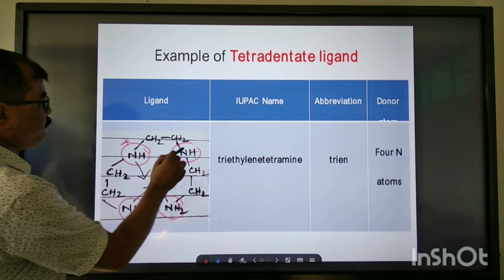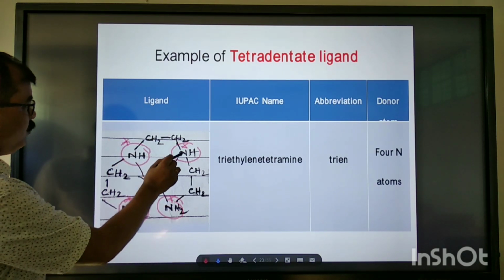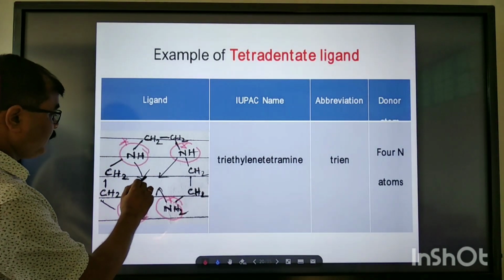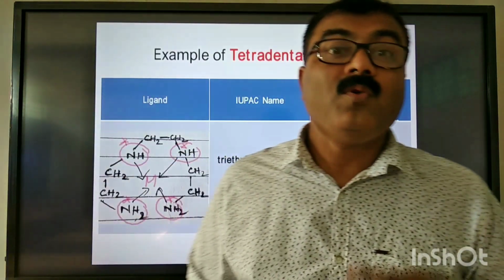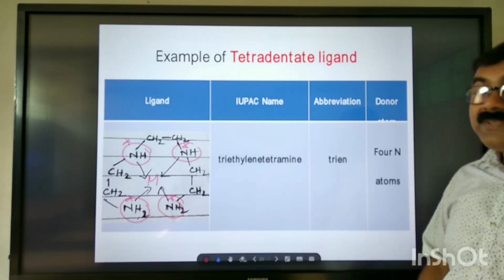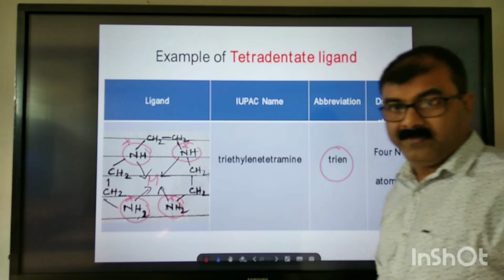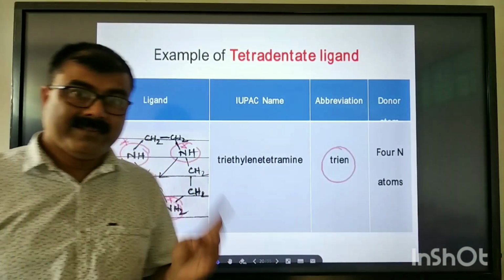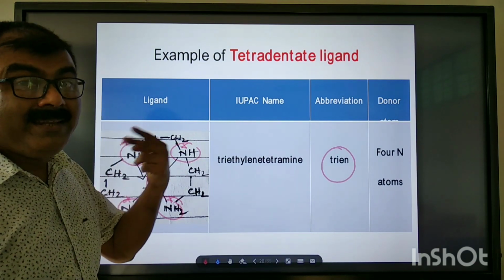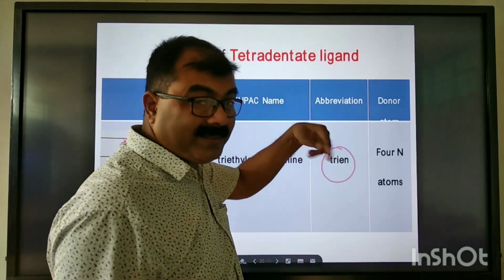And these are the donor atoms. These 4 donor atoms are all nitrogen atoms, 1, 2, 3, 4. Through these 4 nitrogen atoms, it can ligate to the metal. It can form coordinate bonds with metal. These are the coordinate bonds. That is why it is a tetradentate ligand. And the abbreviation is trien. So dien is tridentate and trien is tetradentate.